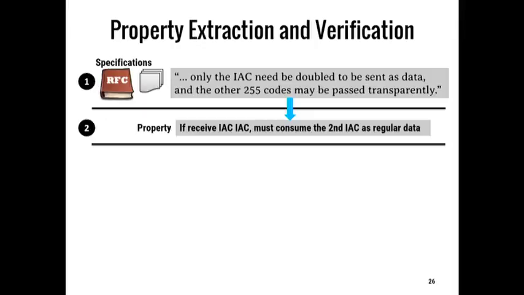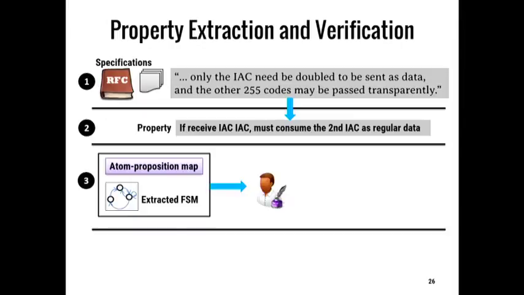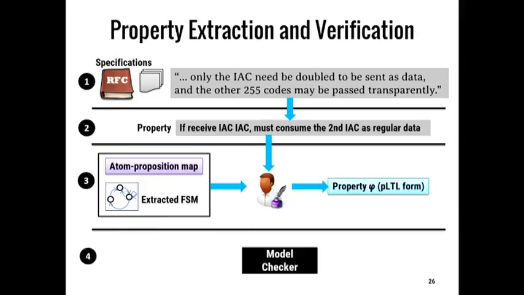So in the next step, the developer takes the atom proposition map that we built in the previous step and the extracted FSM, and converts this textual property into a property in PLTL format. PLTL is the propositional temporal logic format. Now, in the final step, we feed the translated FSM and this property to the model checker. The model checker checks whether the translated FSM satisfies this property.